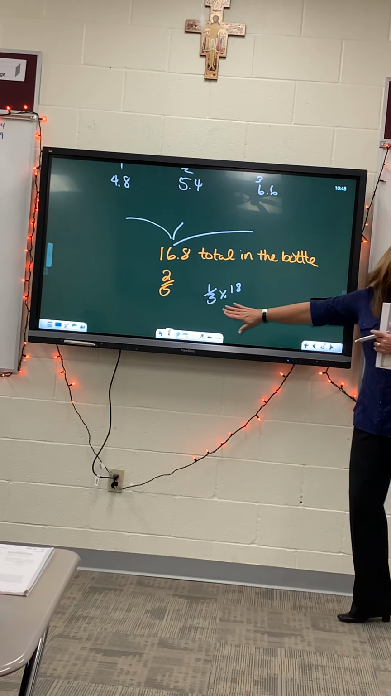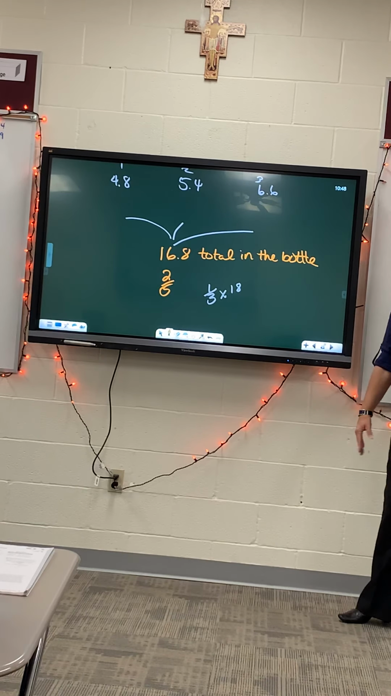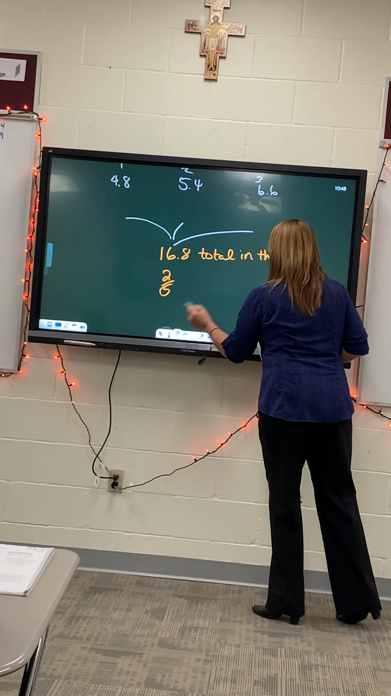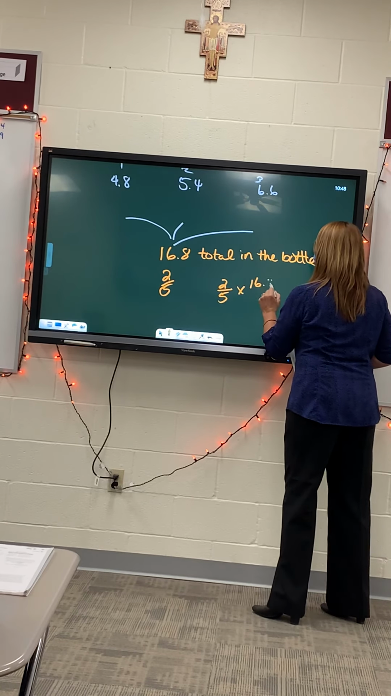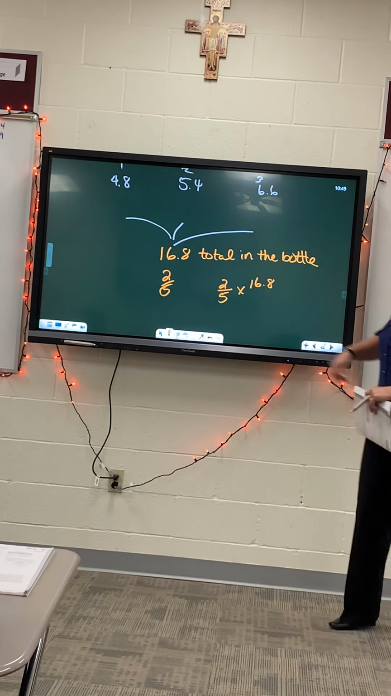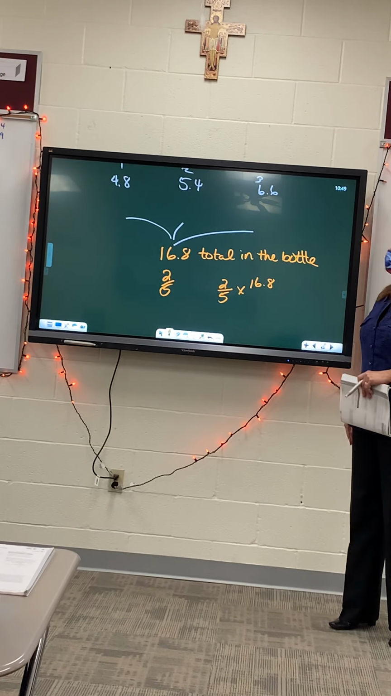What did we do with 1/3 and 18? Okay, we kind of multiply. So how about we multiply it? Now this is where we say 2/5 times 16.8. This is why the problem says, tell 2 ways you can do this problem. What do we see here? We see a fraction and a decimal, don't we? How could we multiply those 2?